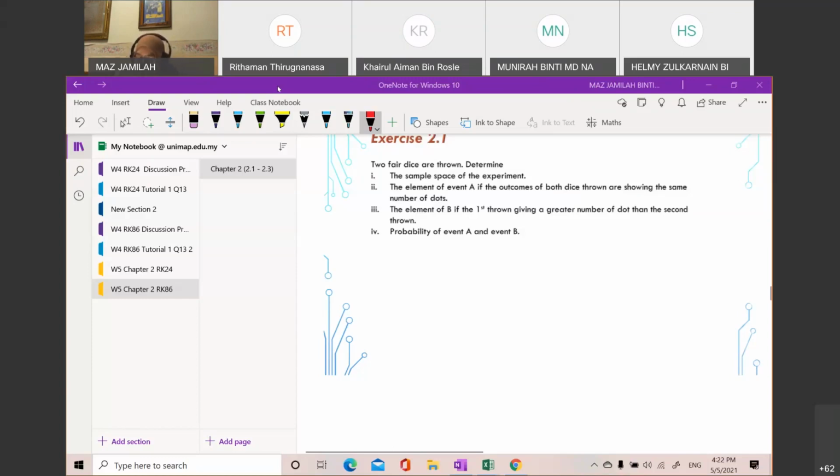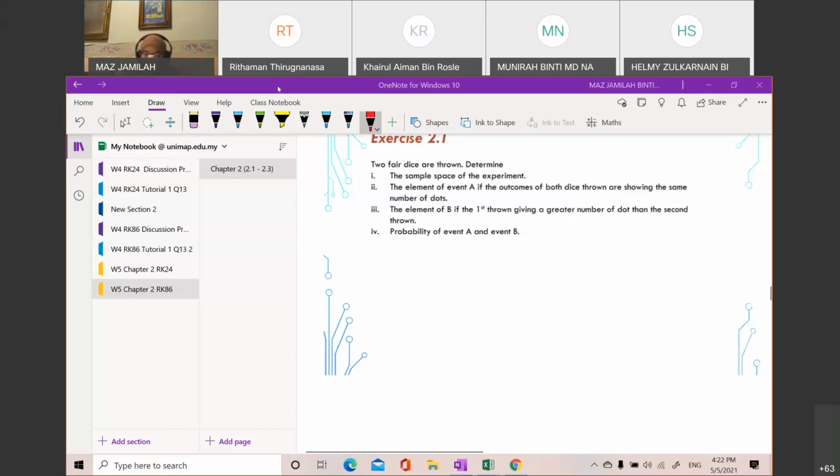Now let's combine their possibilities. So it could be 1,1; 1,2; 1,3; 1,4; 1,5; 1,6; 2,1; 2,2; 2,3; 2,4; 2,5; 2,6; 3,1; 3,2; 3,3; 3,4; 3,5; 3,6; 4,1; 4,2; 4,3; 4,4; 4,5; 4,6; 5,1; 5,2; 5,3; 5,4; 5,5; 5,6; 6,1; 6,2; 6,3; 6,4; 6,5; 6,6. Right, these are all the combinations.